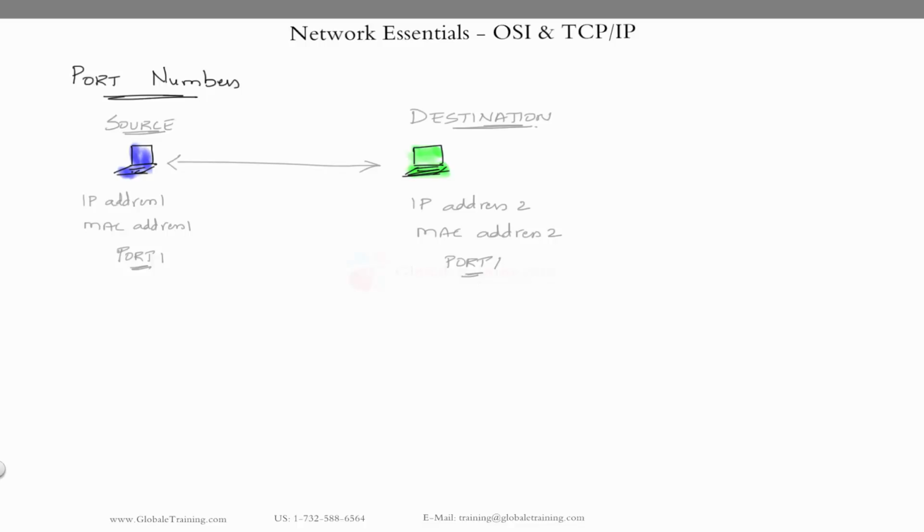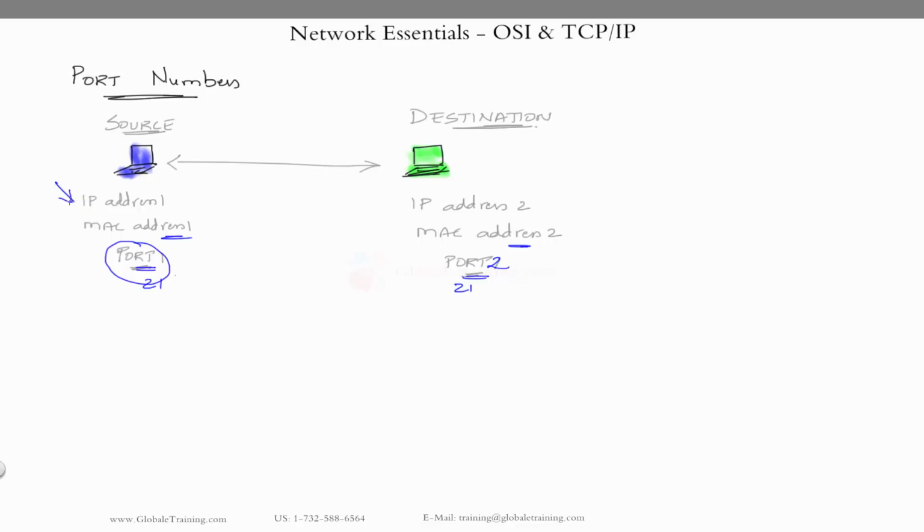Both the computers need to have IP addresses, and they have to be unique. Both the computers need what? Network cards. And what does a network card have? Network cards have the MAC addresses. And in addition to that, for these systems to communicate, they need port numbers. So these port numbers, in other words, could be the same as well. Let's say the port number here is 21, it could be 21 here as well.